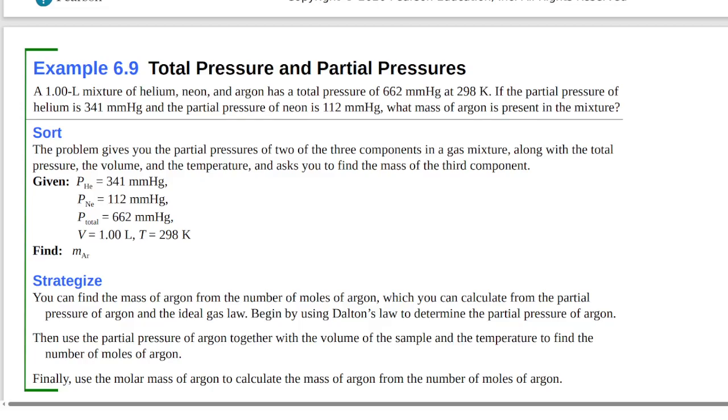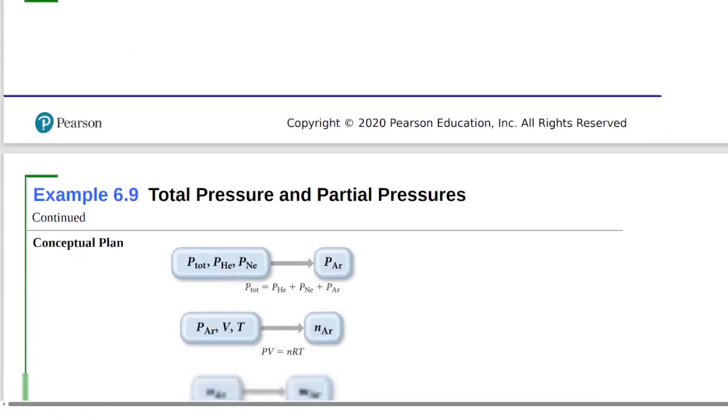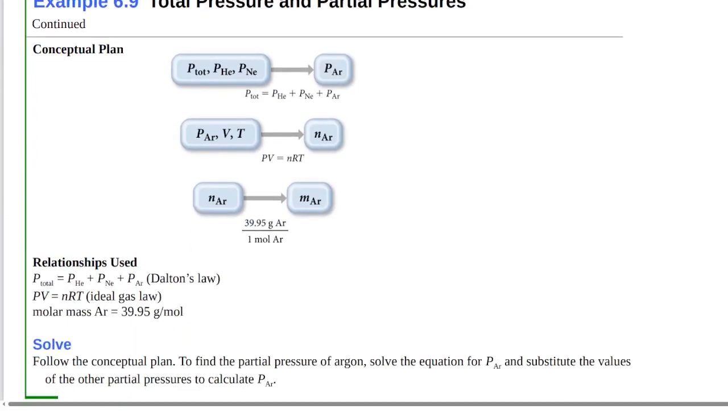So we have the partial pressures of 2 of the 3 components of a gas mixture and the total pressure. We also have the volume and temperature, so we can calculate everything that we need. So remember that previous relationships told us that the total pressure of a gas mixture is equal to the partial pressure of each of the components in the mixture. Right? And so we have the total pressure, we have the pressure of helium and neon, and from that we can calculate the pressure of argon.